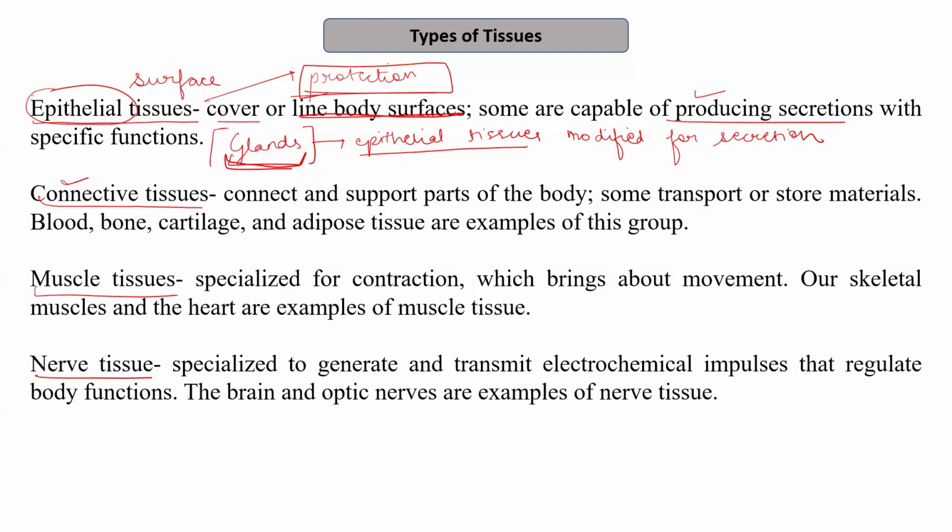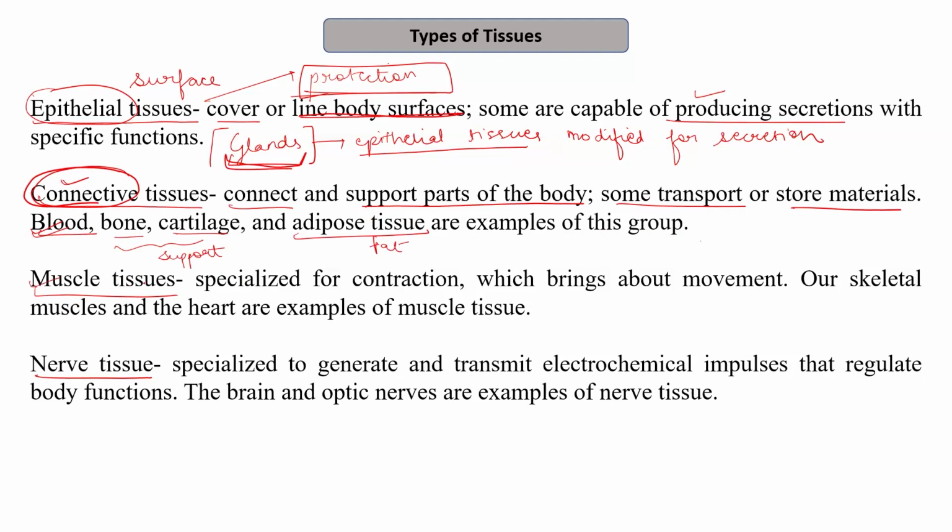Next, we have the connective tissue. As the name suggests, these help in maintaining the connection between the cells and in providing support to the body. So they connect and support the parts of the body. Some of them transport or store materials. For example, blood. So it connects all the different organs. Then we have bone, we have cartilage that supports. So they provide the support system. Blood is a fluid connective tissue. Bone and cartilage provide the support. Adipose tissue, which is present in the fat, are examples of this group.